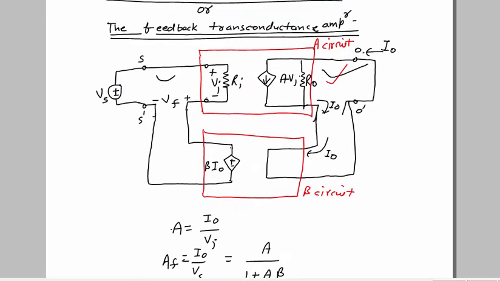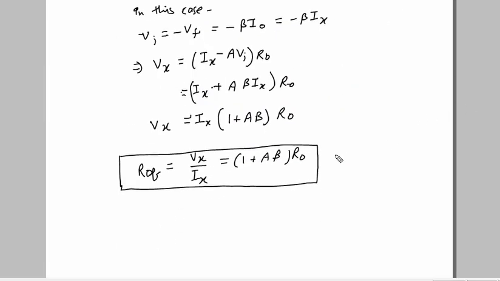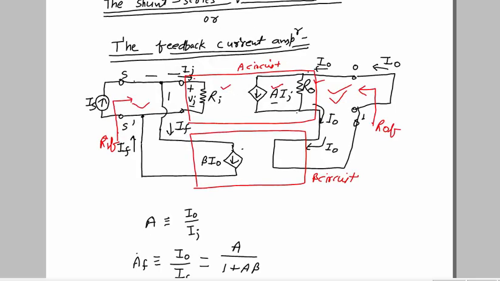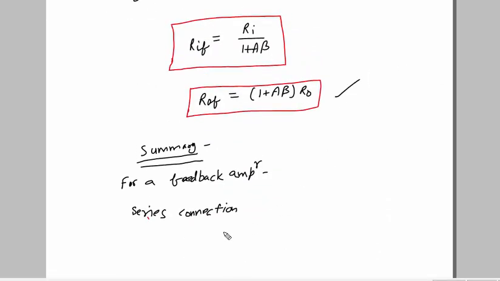Okay, now let us see the output side. Output side series. So what is ROF? Increases. Okay, now at last also we had output side series. Okay, here. So what we got? Increases. It means, summary, for a feedback amplifier, series connection increases the resistance.